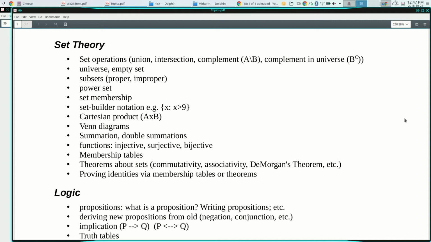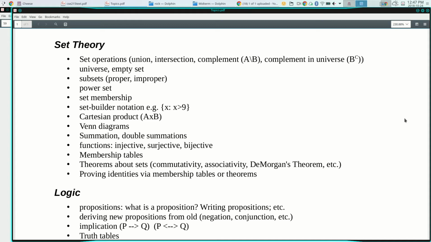And if we complement a set in the universe, right, so B with a little uppercase C, is what the book uses, or B with a bar on top, right? That's basically the whole universe with anything that's in B thrown away. So it's the stuff that's not in B. It's just sort of the usual complement.